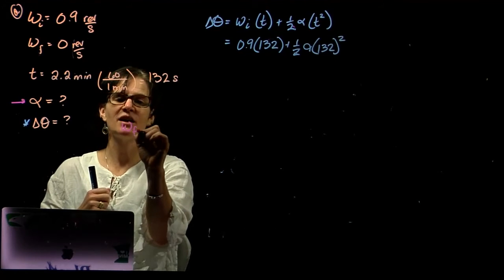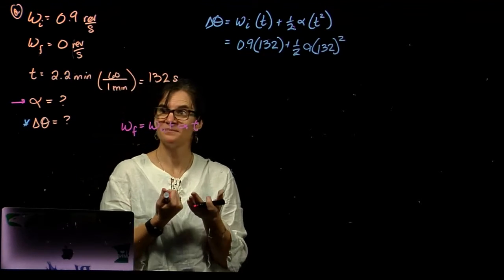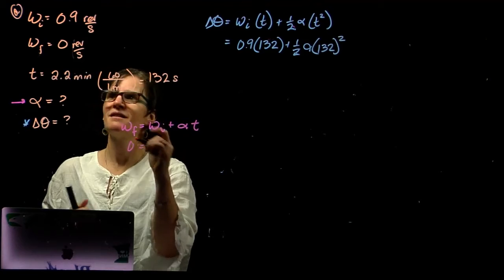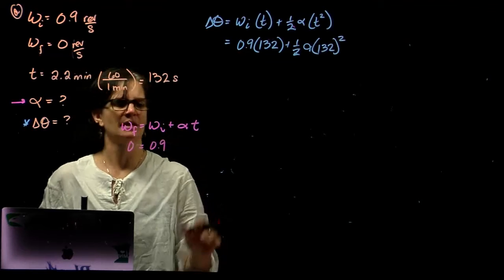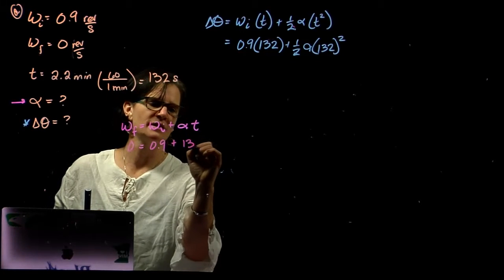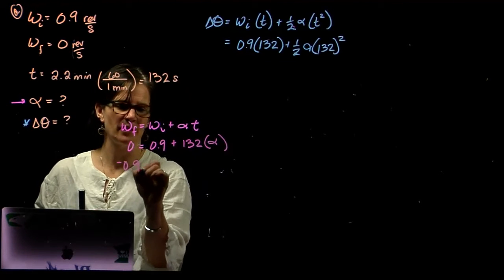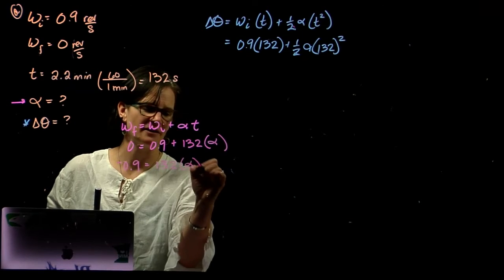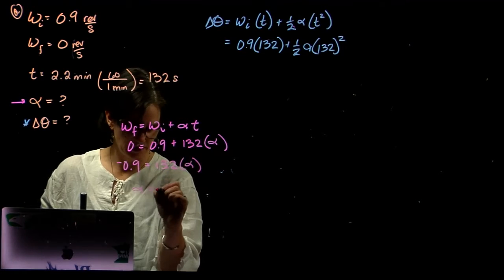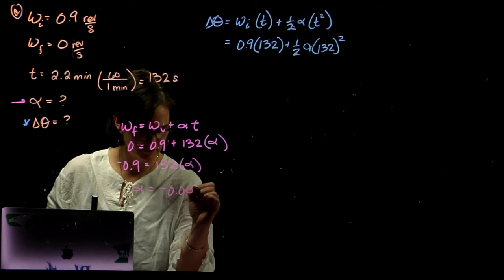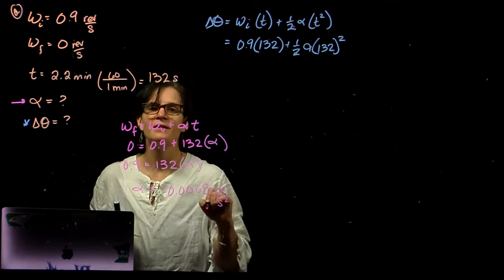We know that our final angular velocity is equal to our initial angular velocity plus our acceleration times time. Our final is 0, our initial angular velocity is 0.9, plus 132 times our angular acceleration. So moving 0.9 over, negative 0.9 is 132 times our angular acceleration. So 0.9 divided by 132, our angular acceleration is negative 0.0068 rotations per second squared. We've got to keep our units proper.